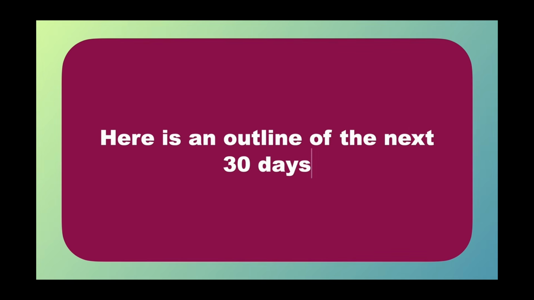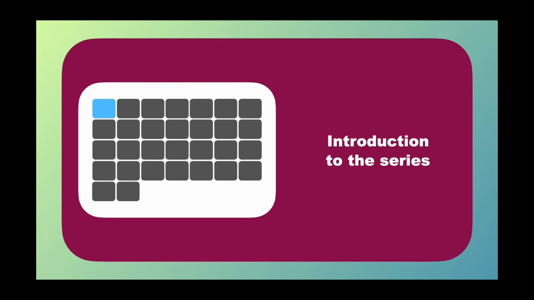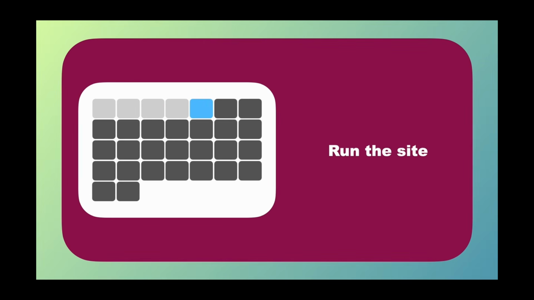Here is an outline of the next 30 days. Day 1 will be an introduction to the project and the series. Next we are going to go to installation and setting up Django, and then you will create your first app and then your first view and template. Next we are going to run the site, learn how to extend templates, and then we're going to head over to building your first model.